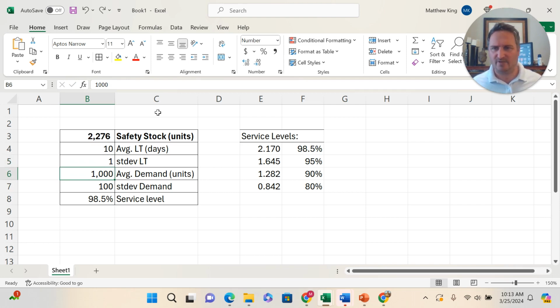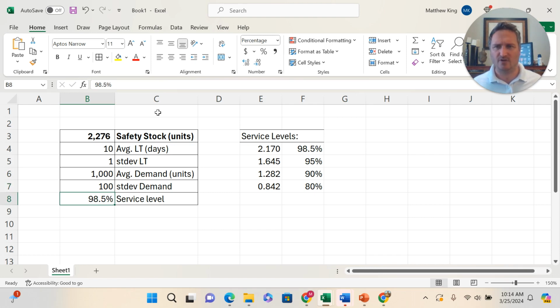And then if the demand went down, say it was 500 units per day instead of 1,000, safety stock would also go down, although it's not a 1-for-1 as you can see, because it was 2,200 and then goes down by 1,000, because we still have a high standard deviation of demand.